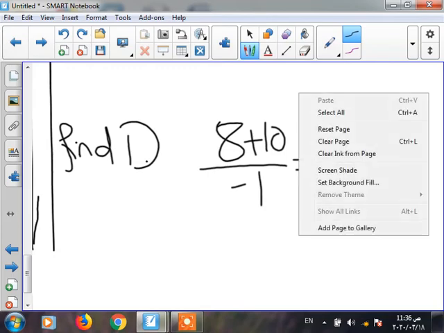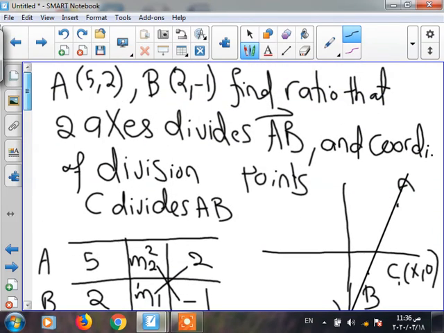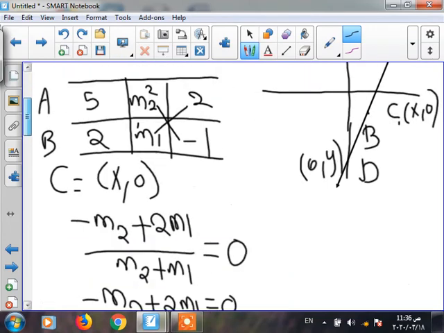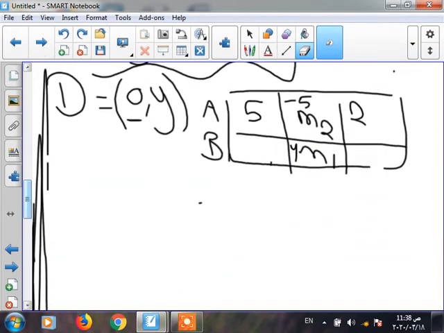Another time, can we see that? It's 5 and 2, and B is 4 and negative 2. Write it from the beginning, class. I wrote B wrong. The point B here is 2 and negative 1. We're going to have here 2 and negative 1.